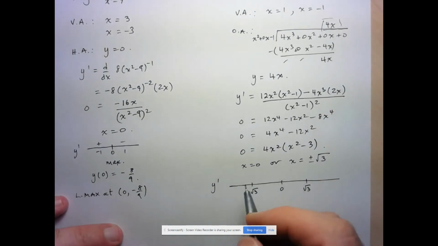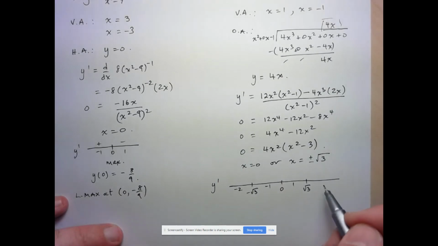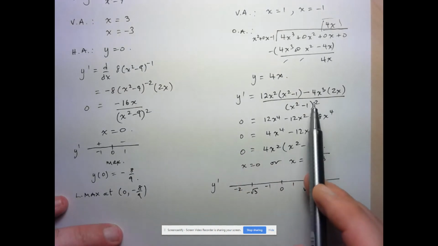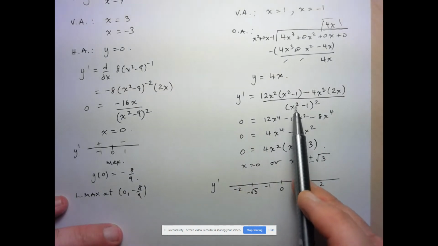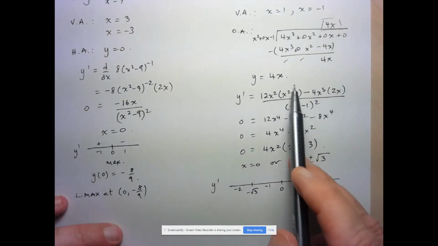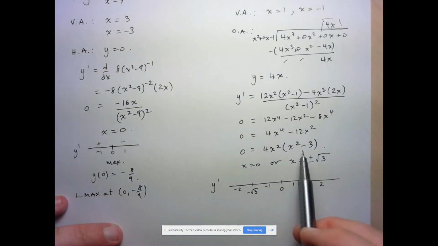So take something less than this. So take negative 2. We've got negative 1 in between here. We've got 1, and we've got 2. Okay. Now remember, when I look at my derivative, that denominator was squared. So that denominator is always positive. So I only need to focus on the numerator, and I'll use the simplified form of the numerator.